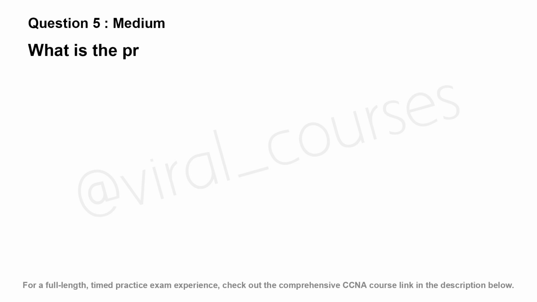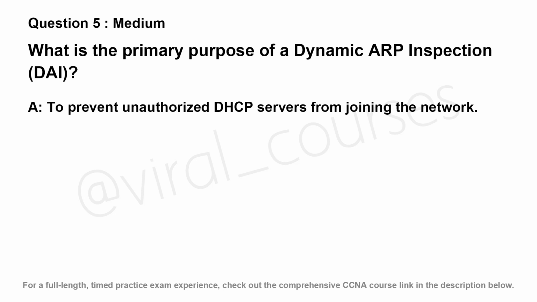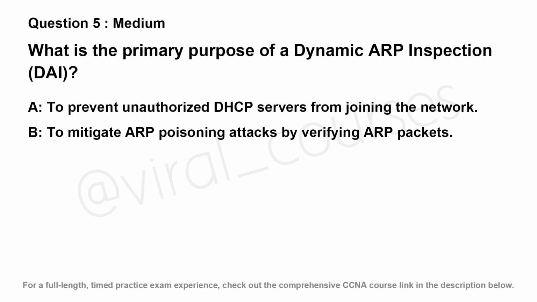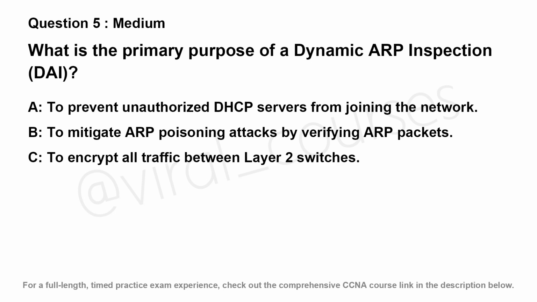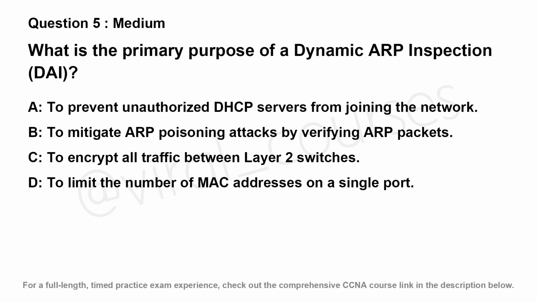What is the primary purpose of dynamic ARP inspection, DAI? Option A, to prevent unauthorized DHCP servers from joining the network. Option B, to mitigate ARP poisoning attacks by verifying ARP packets. Option C, to encrypt all traffic between Layer 2 switches. Option D, to limit the number of MAC addresses on a single port.